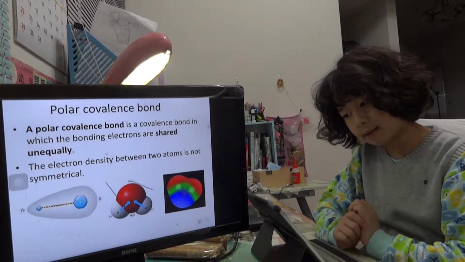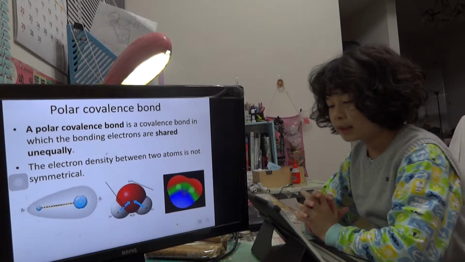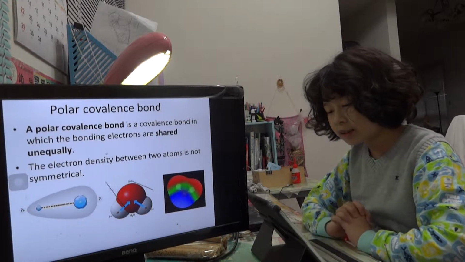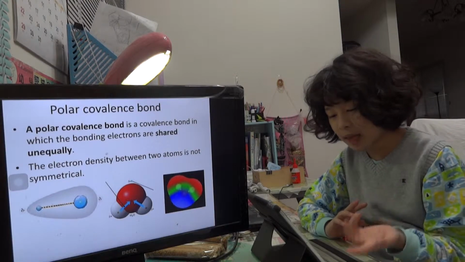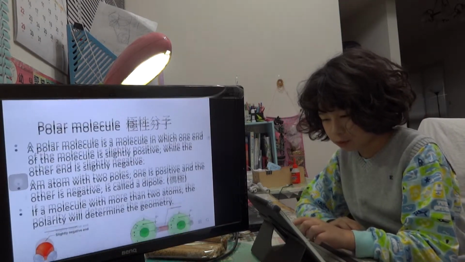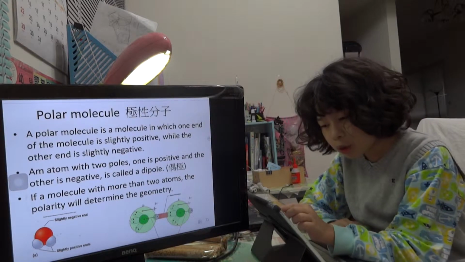Polar covalent bond. A polar covalent bond is a bond in which the bonding electrons are shared unequally. So the electron density between the 2 atoms is not the same. And the polar molecules.